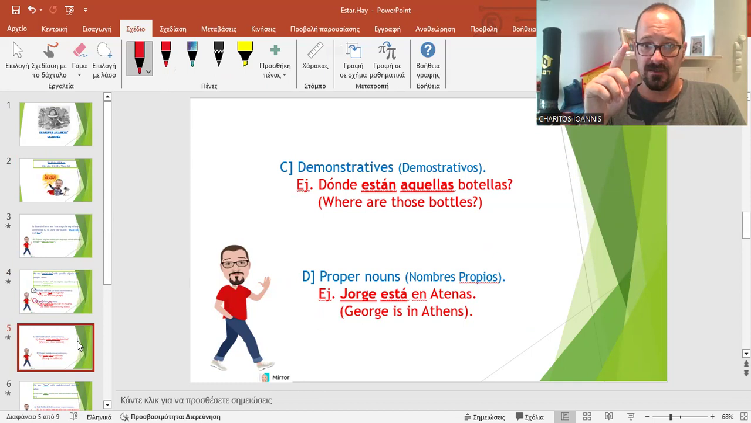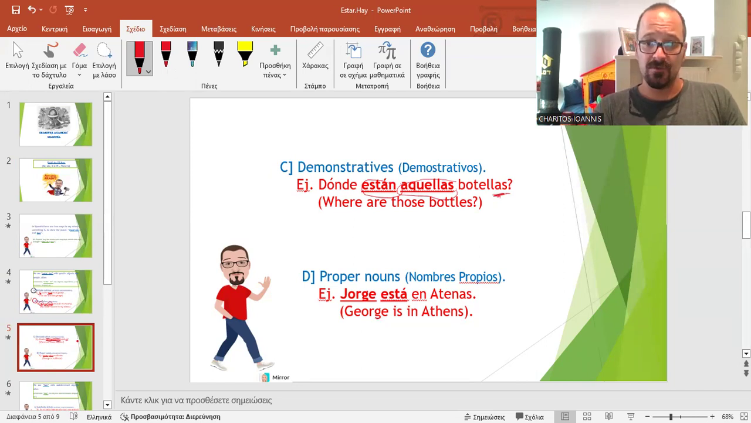Demostrativos. Demostrativos. Por ejemplo, ¿dónde están aquellas botellas? Where are those bottles? Here we see the demonstrative together with the verb, the form están. In this case, in the plural, because we refer to botellas, muchas. ¿Dónde están aquellas botellas? Again, when I say aquellas, I refer to some specific bottles.